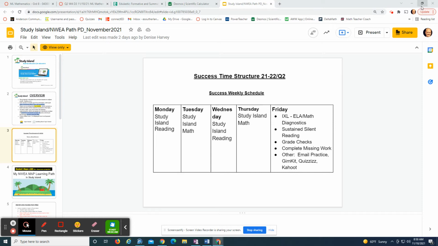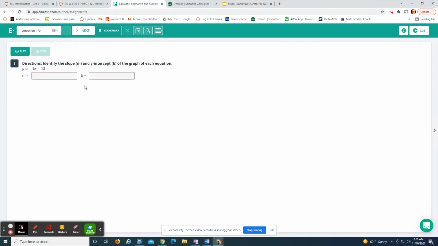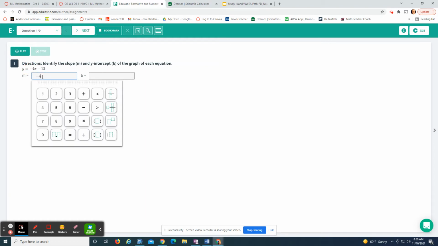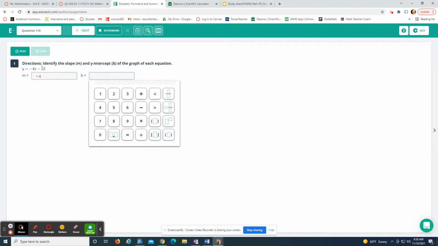All right, but anyways, when we look at number one, the slope is always the number in front of the x, so it's -4. The y-intercept is always the number after the x. Be careful because it's -12. That means it's -12, right? If it had been +12, it would have been just +12. Because it's minus 12, it's negative 12 for the y-intercept.